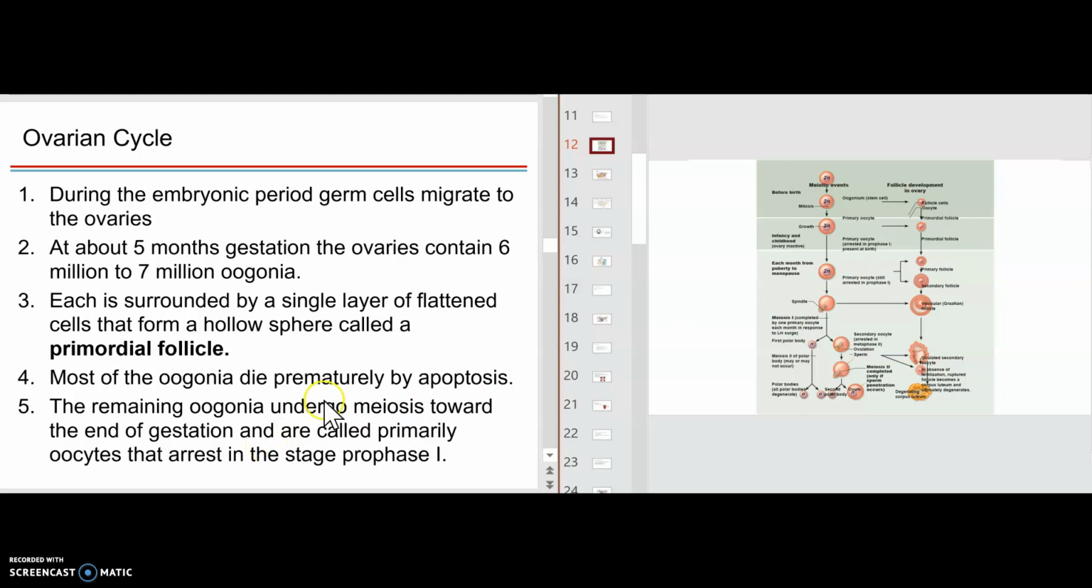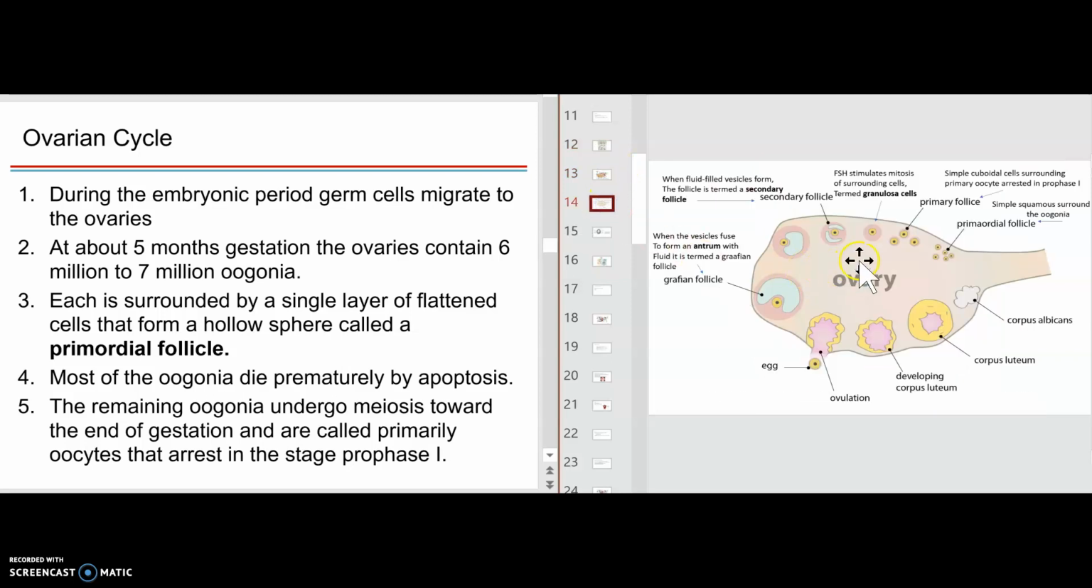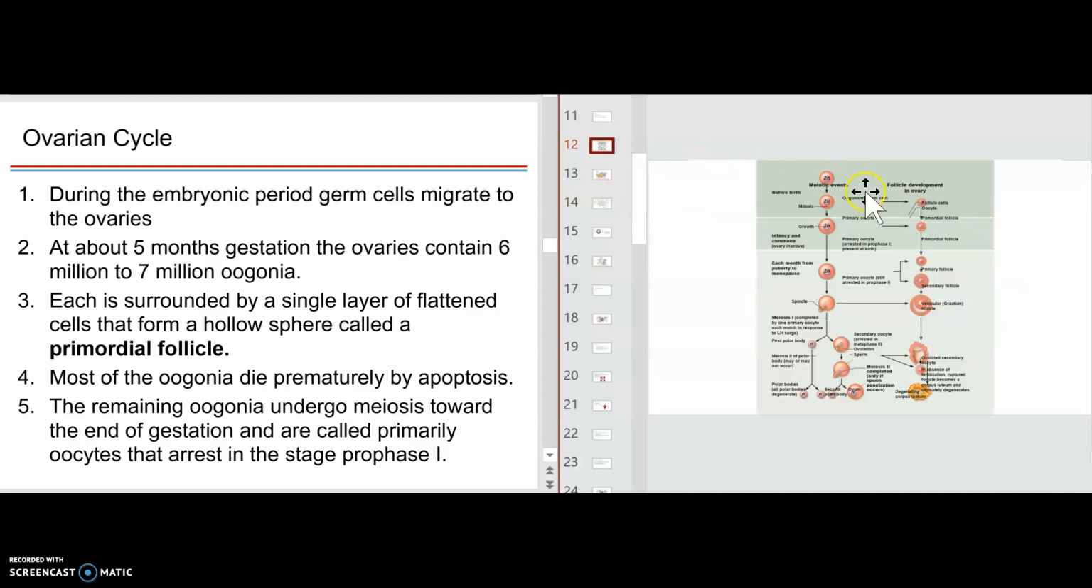By the end of gestation, that means the end of pregnancy, around the time of parturition, delivery, the oogonia are called primary oocytes that arrest in stage 1. Now the primary oocyte, the name is going to change because the primary oocyte has undergone prophase Roman numeral 1. So it's developing. It's going down the meiosis pathway, and it goes into meiosis 1.